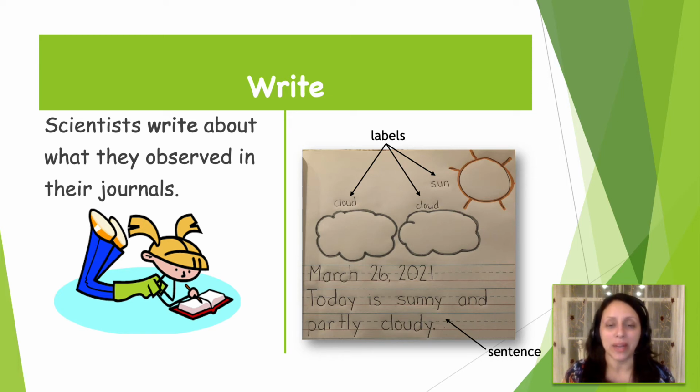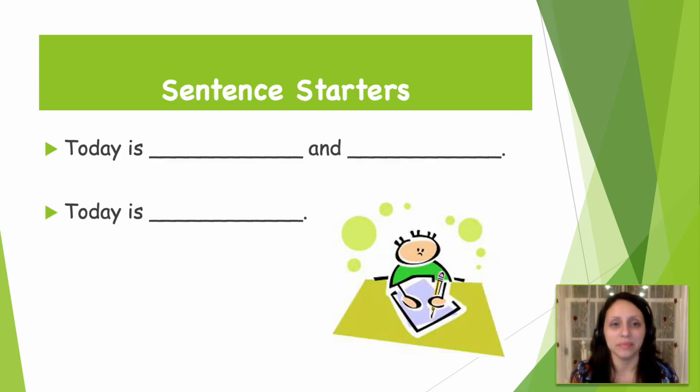Another type of writing I included in my weather journal is a sentence. The sentence says, "Today is sunny and partly cloudy." Here are some sentence starters that you can use when you're writing about the weather. Let's take a look at the first sentence starter. It says, today is blank and blank. Where you see the blanks, you can write a weather word to describe what the weather is like outside.